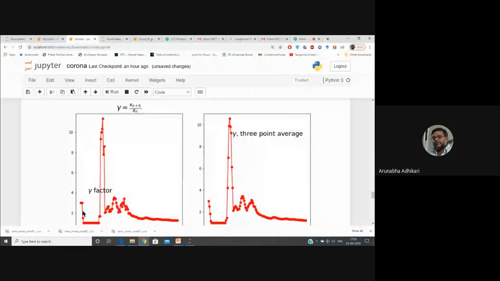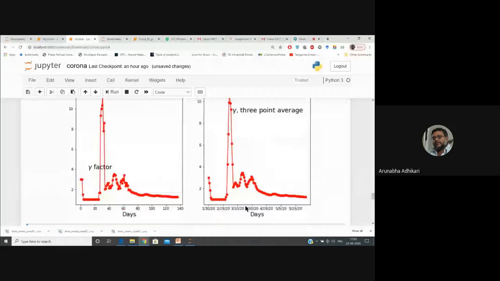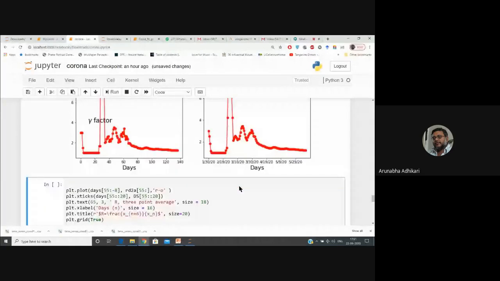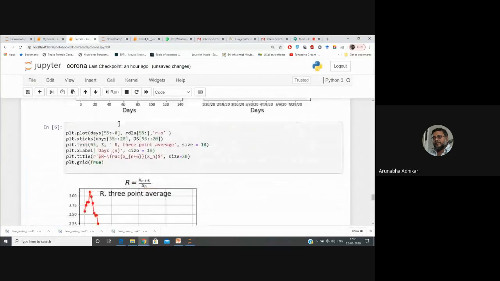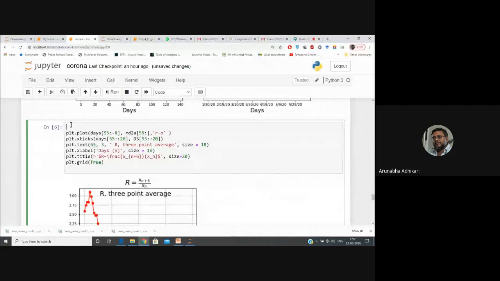This is xn plus 6 divided by xn. If I call it gamma, it's a plot of gamma, and this is the same plot of gamma with a rolling average. Now this is a high peak, and this is before, of course, the lockdown start. So I rejected that. I plotted the later portion, the portion where the lockdown started. Now this I think is a very interesting plot. I can plot it separately also.